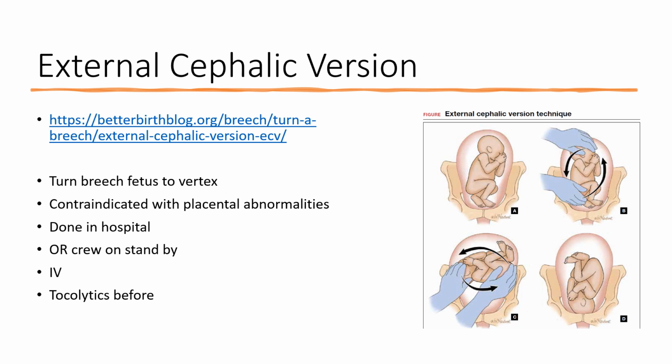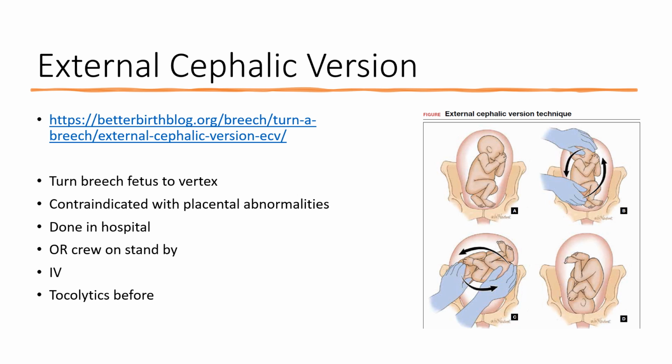So there's a video on here that shows you what a version is. Versions are contraindicated with placental abnormalities. The providers are pushing really hard on mom's uterus. If there's any placental abnormalities, you can cause more issues with that placenta to detach, to abrupt, anything like that. And then again, you're in a bad situation.